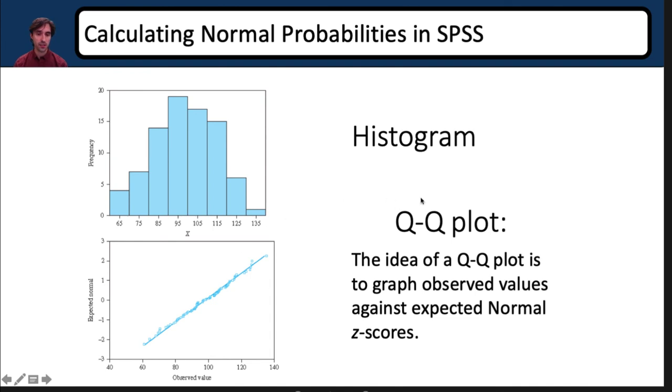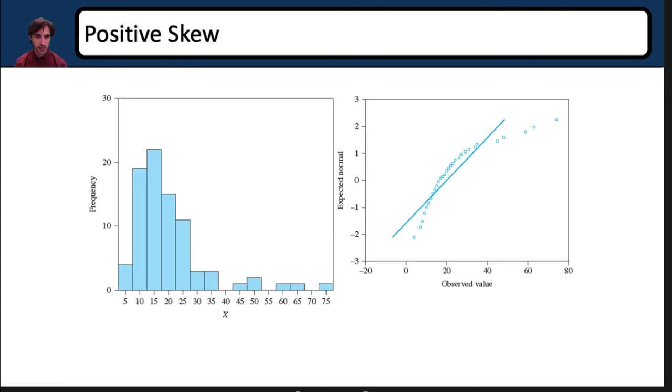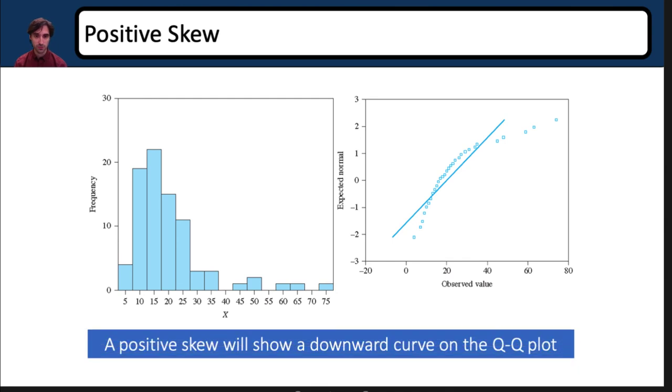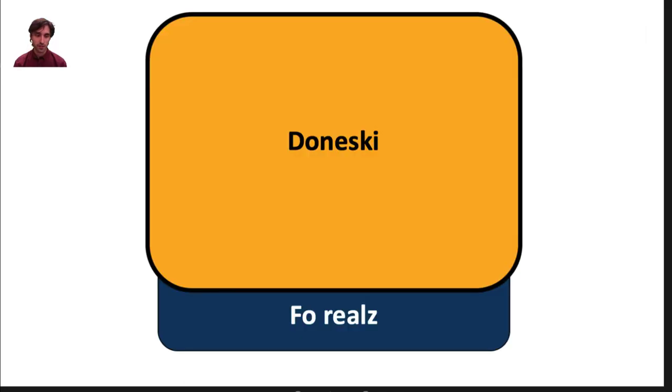With normal probabilities, QQ plots are an excellent way to look at it visually. We will practice just popping these up in SPSS. Here is a positive skew, and this is a leptokurtic distribution.